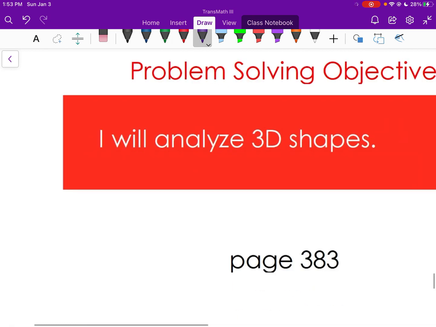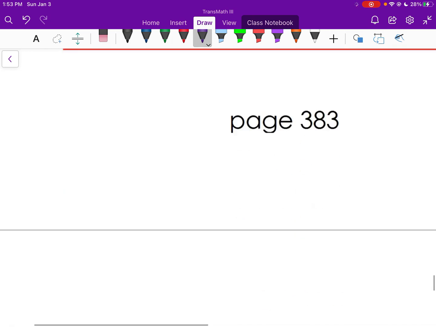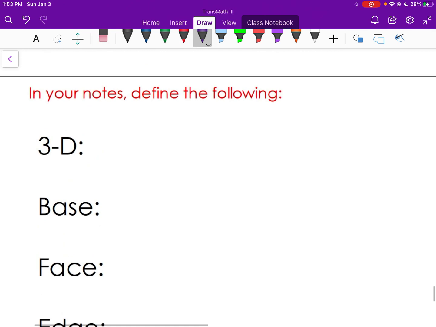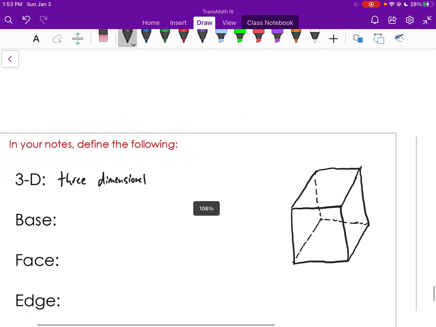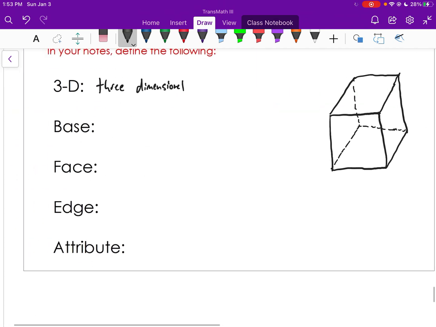Okay, so for a problem-solving activity, we're going to analyze 3D shapes. Okay, so definitions, 3D, that is just saying three-dimensional. Up to this point, you've dealt with 2D shapes where we had length times width, but now we're going to add a third dimension of height. Okay, a base, that's going to be when we look at three-dimensional shapes.